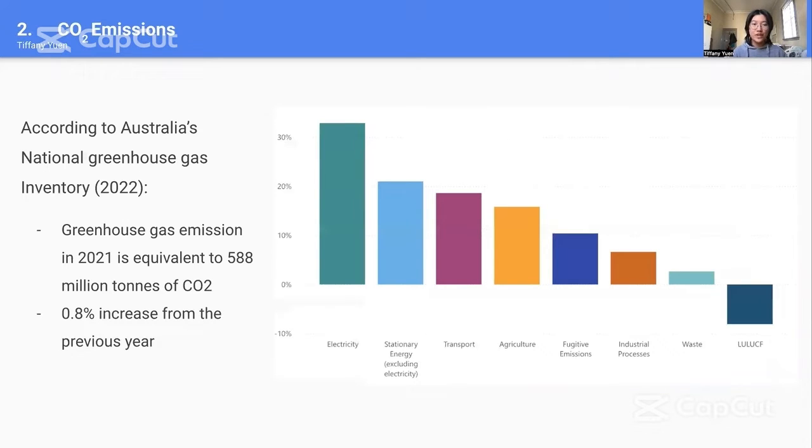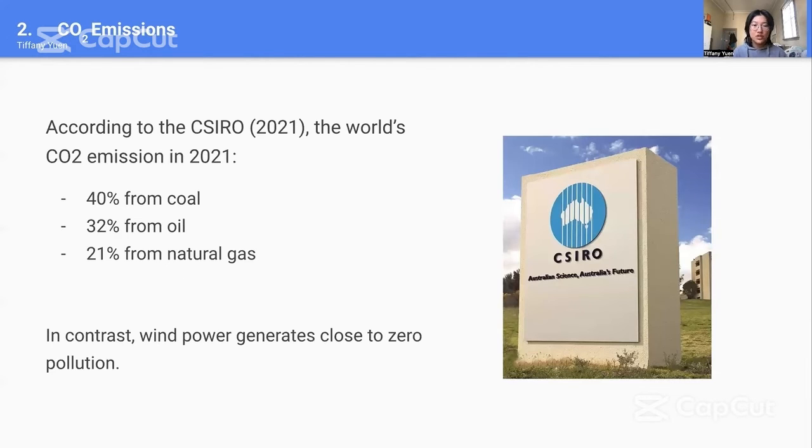Moving on to the CO2 emission. According to the Australian government, it was estimated that Australia's total greenhouse gas emissions in 2021 were equivalent to 588 million tons of CO2, which is a 0.8% increase compared to the previous year. As shown in the graphs, CO2 emission is mainly generated by the electricity, stationary energy, transport, and agriculture sectors. Most CO2 emissions in these sectors were generated by the harvesting, transporting, and combustion of fossil fuels.